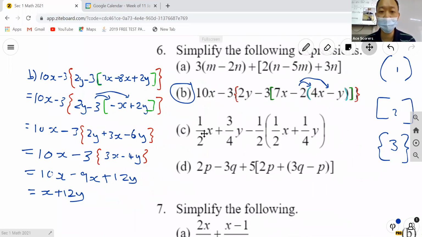Okay, try A, C, and D. You need to do on this step, definitely. Okay? No, enough space.